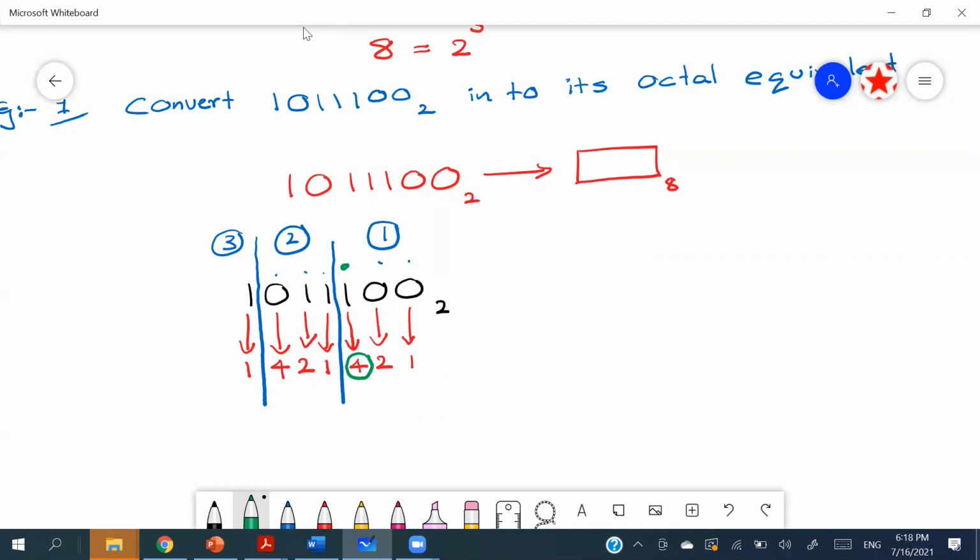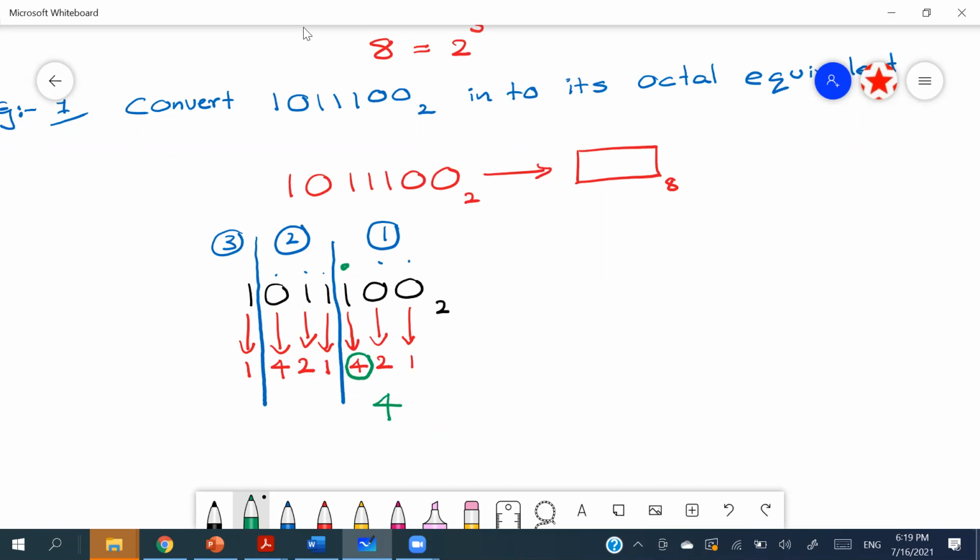Right? And do not consider the places where you got 0 above it. So this particular group, the answer is going to be 4. Earlier, what we did was calculate 4 into 1 plus 2 into 0 plus 1 into 0. 4 into 1 is 4, 2 into 0 is 0, 1 into 0 is 0. So the final answer is going to be 4. The same thing is being done here, but in a much shorter manner.